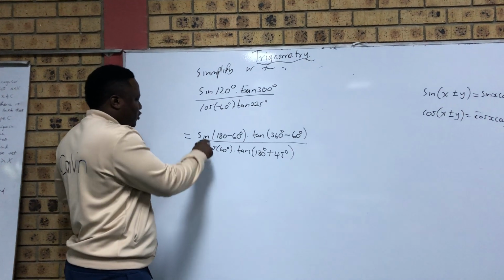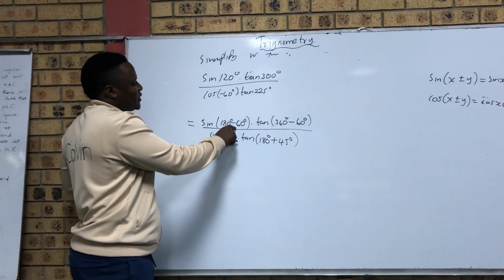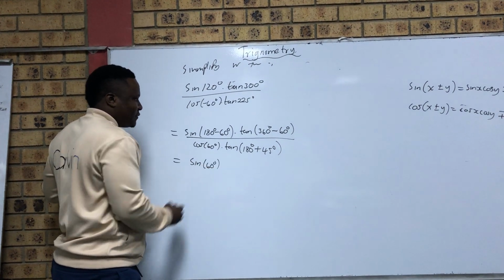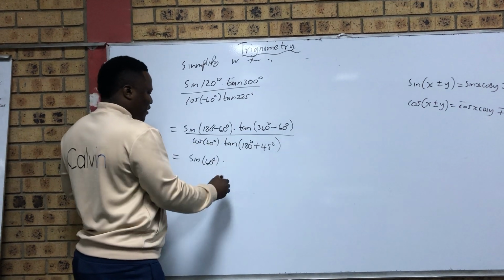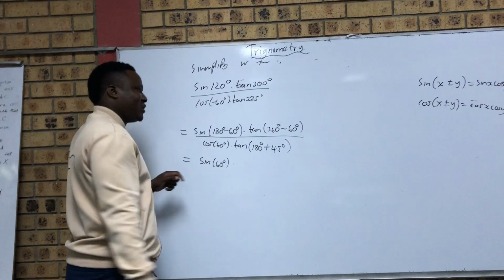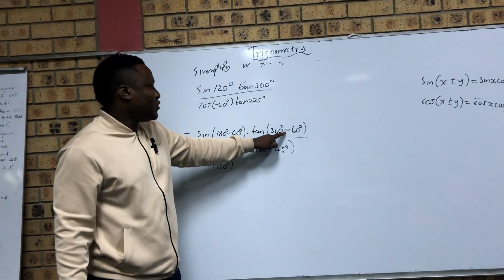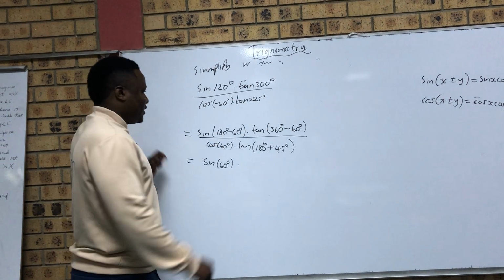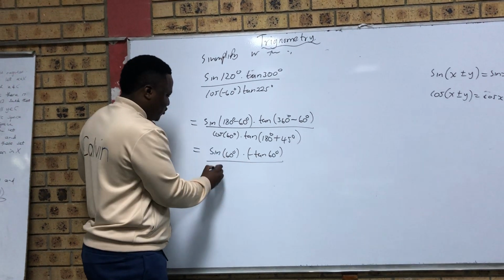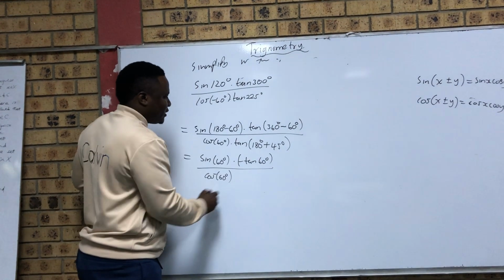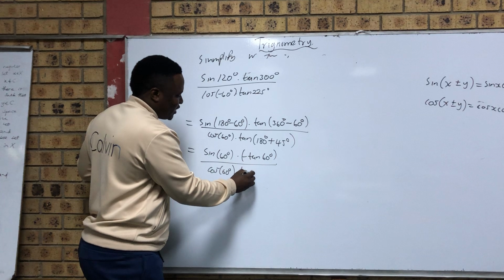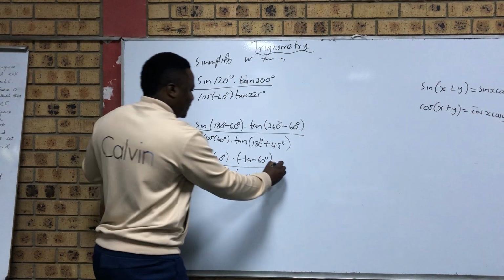Then now, we know that with this one, sine 180 degrees minus 60 is found in the second quadrant. Sine is positive. Then we're just going to get sine of 60. Multiply by. What about this one? But then let's check first. Where is this found? This is found in the fourth quadrant. Only cos is positive. Then this is going to be negative of tan 60 degrees over cos of 60 degrees. What about this one? This one is found in the third quadrant and tan is only positive. Then this is just going to be tan of 45 degrees.